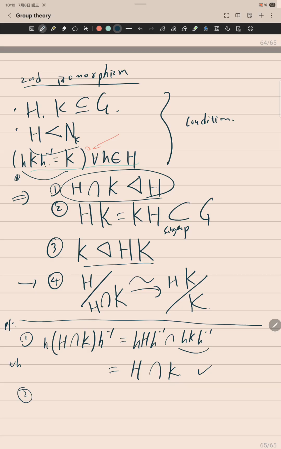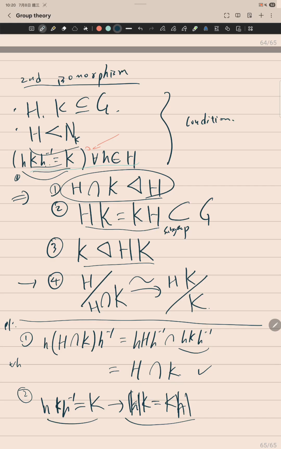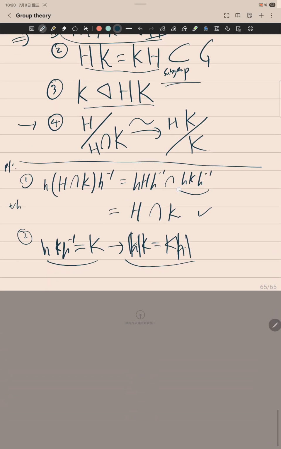Now the second one is HK equals KH, and it is a subgroup of G. Notice that we have hKh inverse is just K, right? So HK is the same as KH. You can use this condition, because this is true, so you can prove this. Proving they are the same set is basically using symmetry. The slightly non-trivial part is proving it is a subgroup.